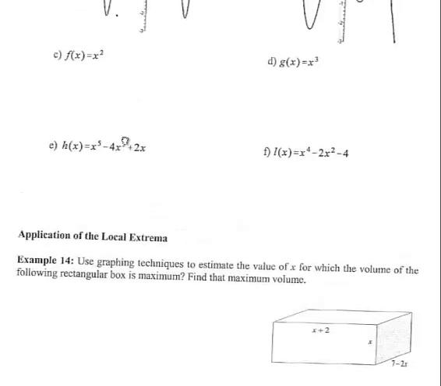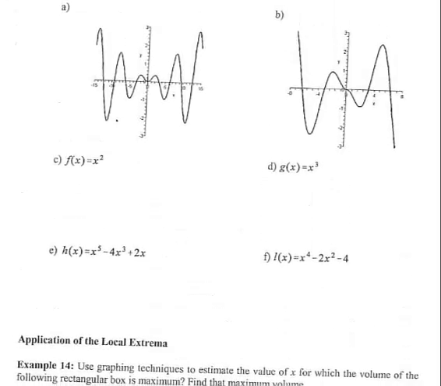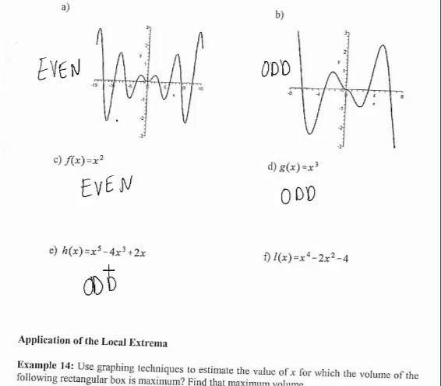So if we were to go back through our functions, we would say even for A, odd for B, even for x squared, odd for G, odd for H, and even for L. If the expression contains all odd exponents, then the function's odd. If the expression contains all even exponents, then the function is even.